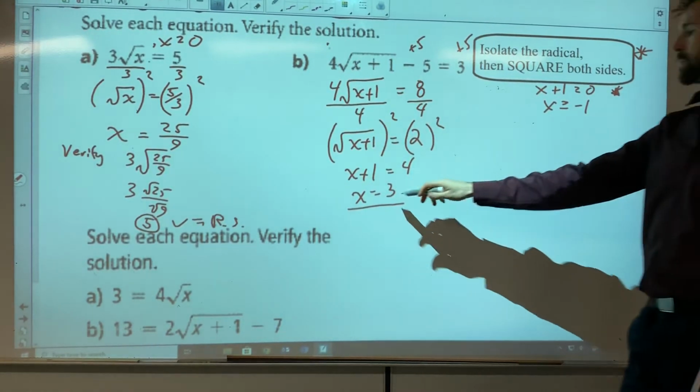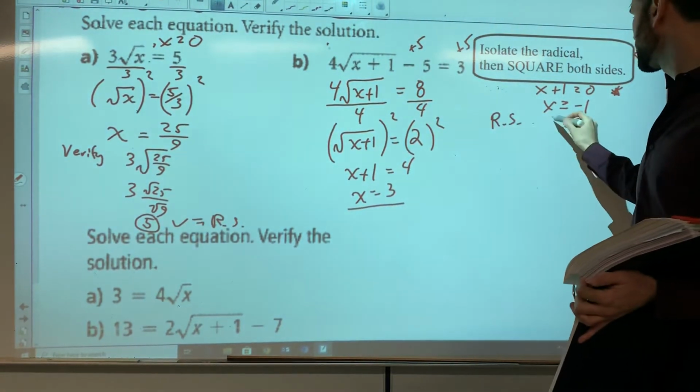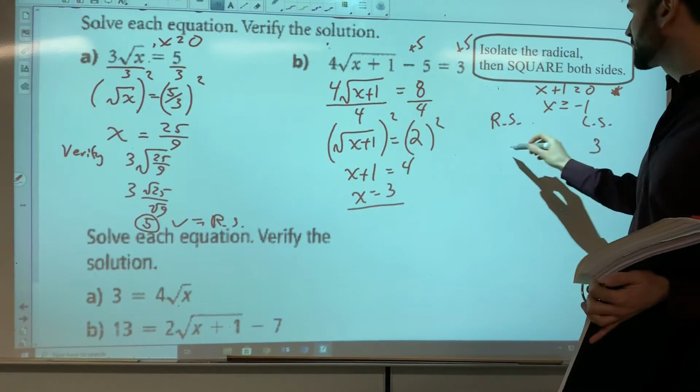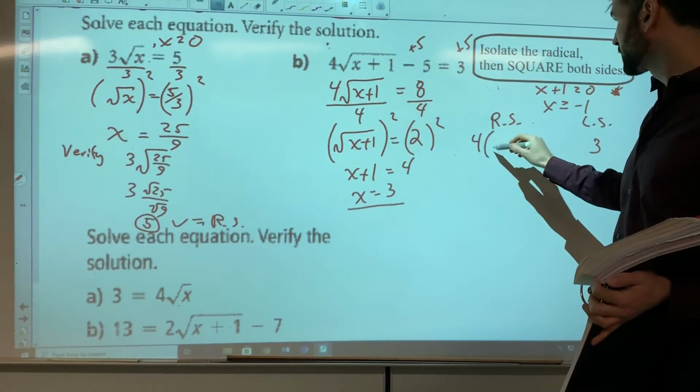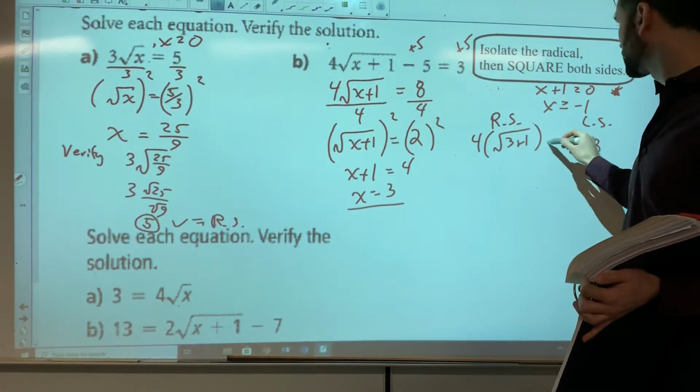So should this answer be okay? It should be. Let's check. So right-hand side, left-hand side. So left-hand side is 3. Here I'm going to plug in square root of 3 plus 1, subtract 5.